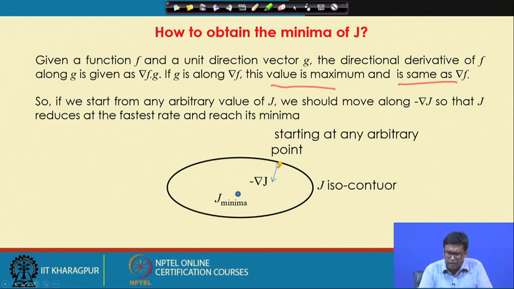Now, when I am in this location it is reducing fastest, but when I come to here, j has changed. So, minus grad j is probably different, and it is not reducing in the fastest way here. It might never reach j minima, as we will see later. So, you have to use an iterative method for that. However, if we start from one particular point, I have to go along minus grad j, so the reduction is fastest.